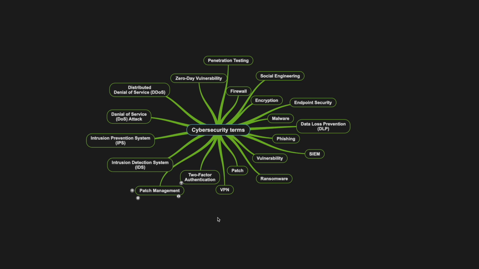It is crucial for maintaining the security and integrity of the IT systems. Now, let's talk about the incident response plan. It is a documented set of procedures and guidelines outlining the steps to be taken in response to a cybersecurity incident. It defines roles and responsibilities, communication channels, and mitigation strategies to minimize the impact of security breaches.